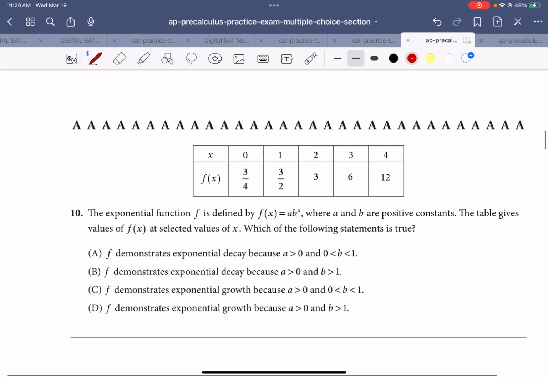Now number 10, the exponential function. They give you the format, a times b to the x, where a is a positive constant. The table gives the values of f of x at selected values of x. Which of the following statements is true?